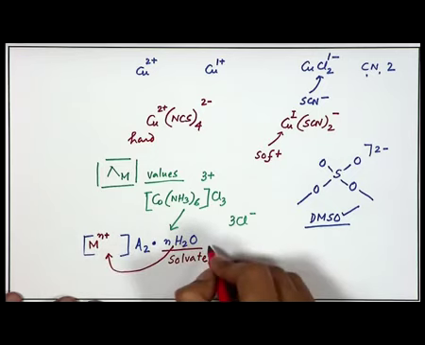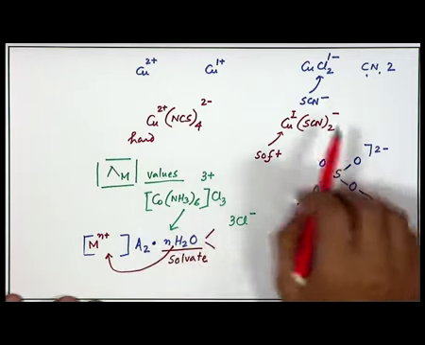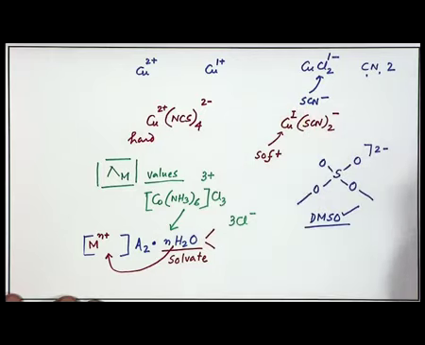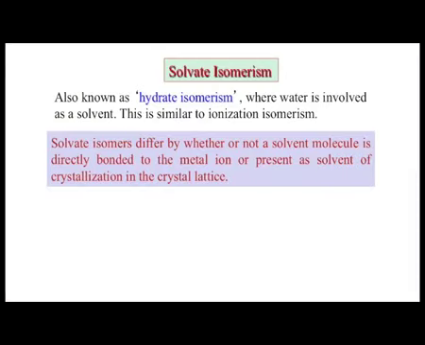When it is outside the coordination sphere, it is not the ligand. So, it can have two characters. In one case it can be a ligand, in another case it cannot. So, what we see here is that the solvate isomers will be found if a solvent molecule is directly bonded to the metal ion.